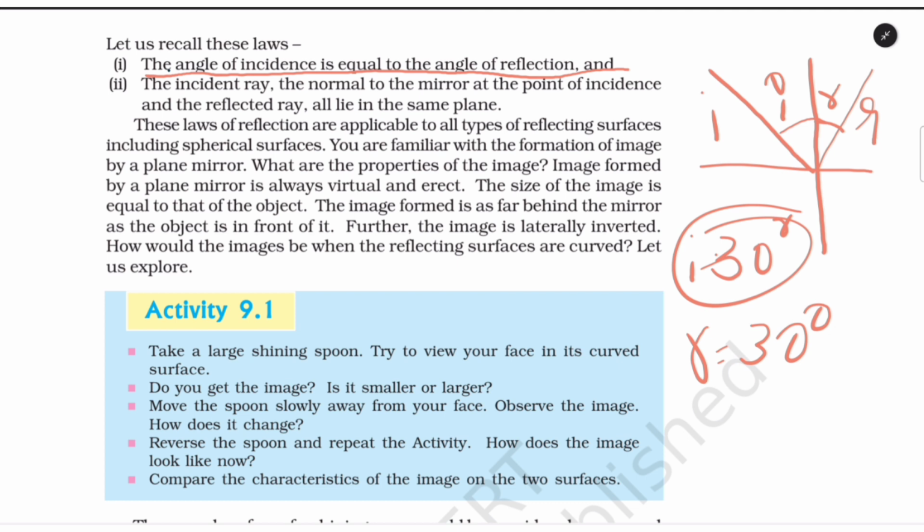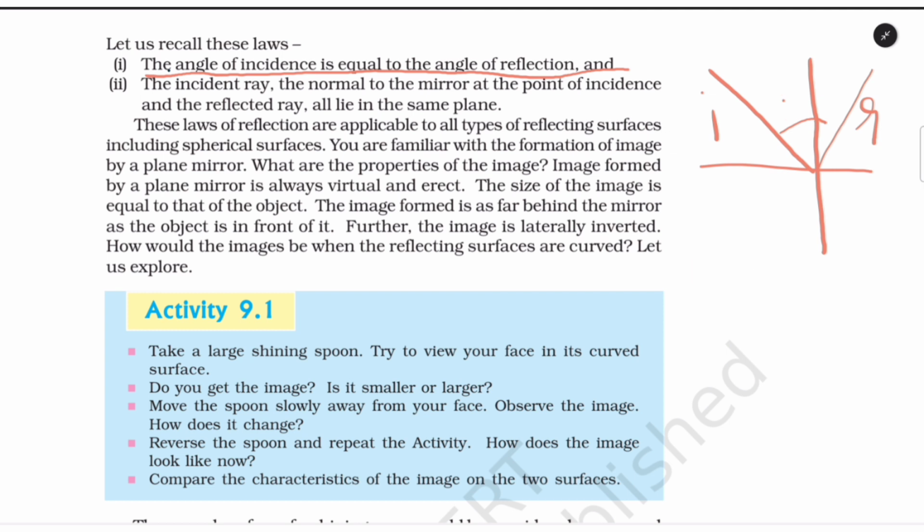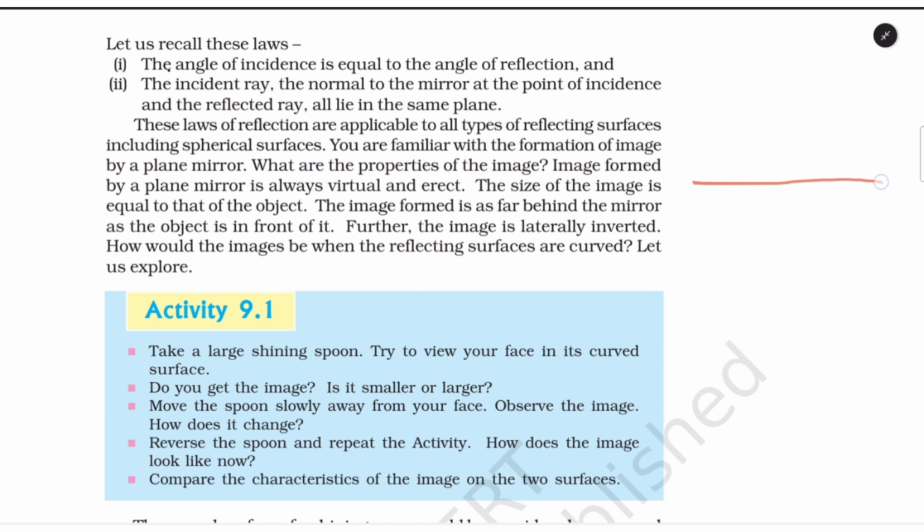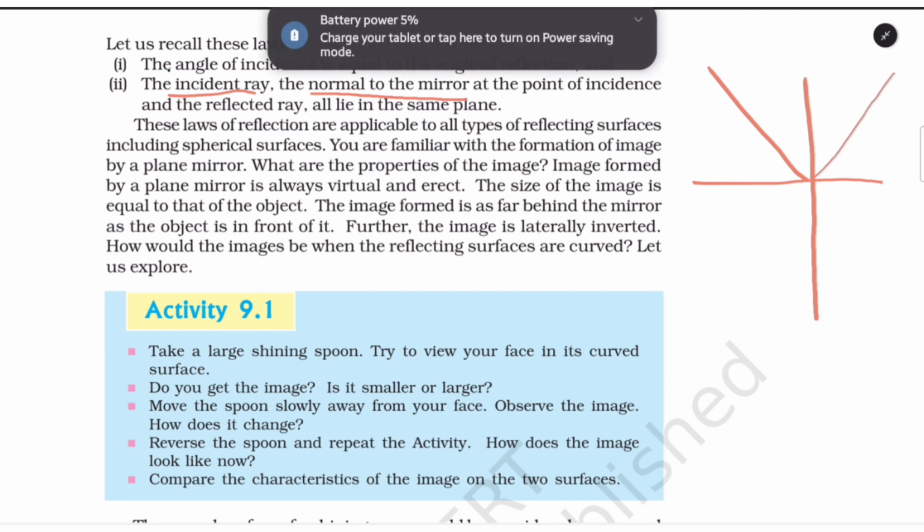You have to remember these laws. Angle of incidence is equal to angle of reflection. This is a very important topic, and these laws are very important. Second one is the incident ray. This is the incident ray. Then for this incident ray we have drawn the normal to the mirror. Normal to the mirror means this is a normal line at the point of incidence, and this is the reflected ray.